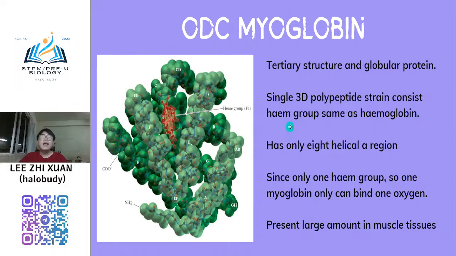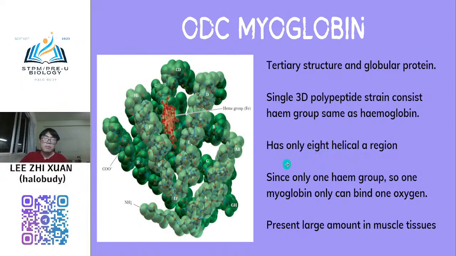And also it contains a heme group same as hemoglobin, right? But because it only contains 1 polypeptide chain, 1 myoglobin only contains 1 heme group. Compared to hemoglobin, which contains 4 polypeptide chains, so it contains 4 heme groups in 1 molecule.